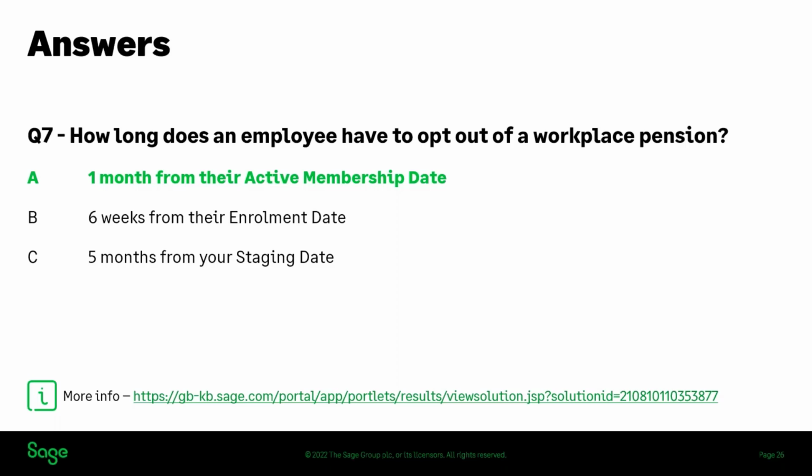But the answer to this question is 1 month from their active membership date, which is the later of the date that you sent them a communication telling them they've been enrolled, or the date that their details were processed by the pension provider. They can, of course, opt out or leave a pension, to give it its correct term, after that 1 month window, but they would not automatically be entitled to a refund.